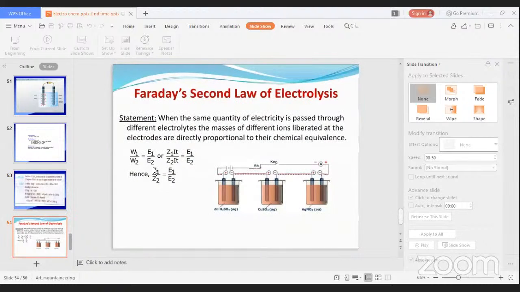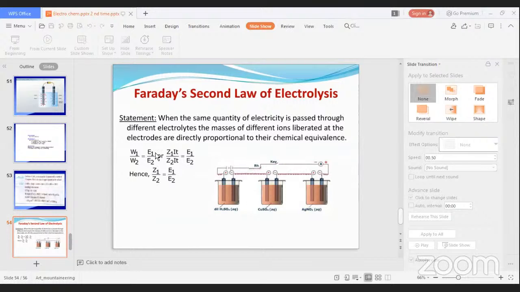What is the second law? Faraday's second law indicates this: when the same quantity of electricity is passed through different electrolytic solutions, the mass of the substance deposited is according to their chemical equivalent. When these three electrolytes are connected in series, the same quantity of electricity passes. Then the mass of the substance deposited is according to their equivalent weight.